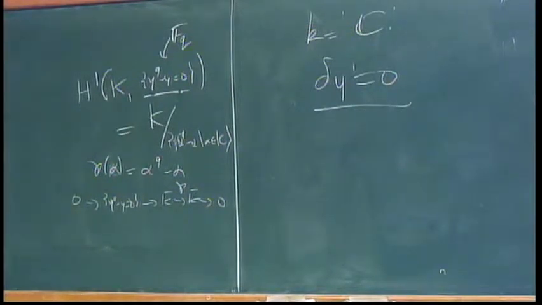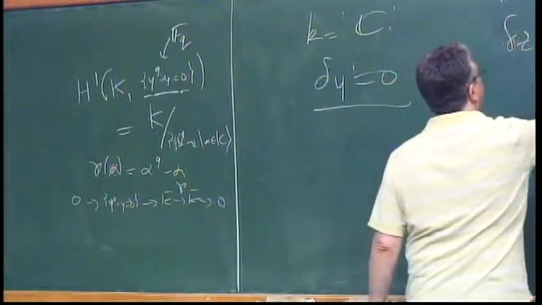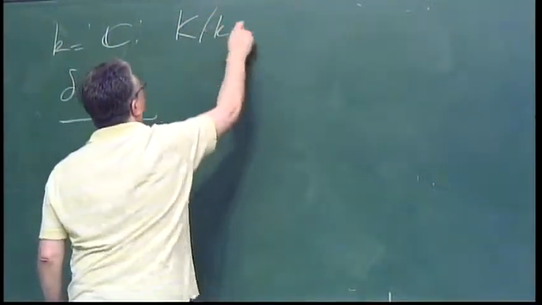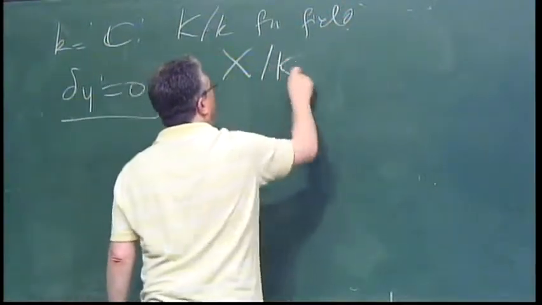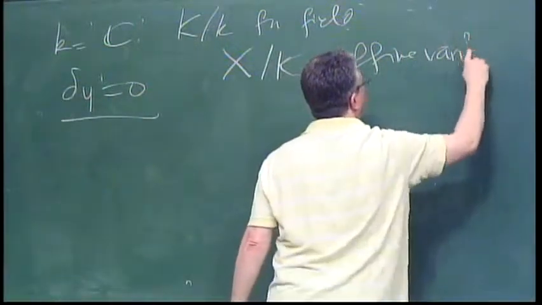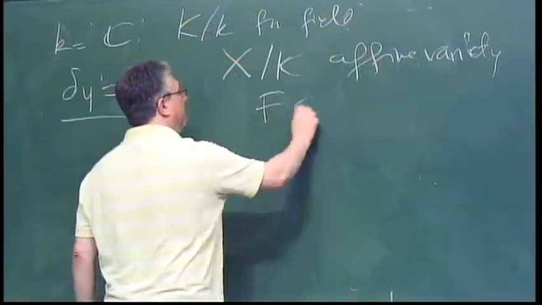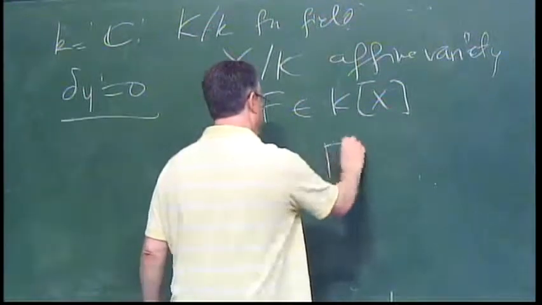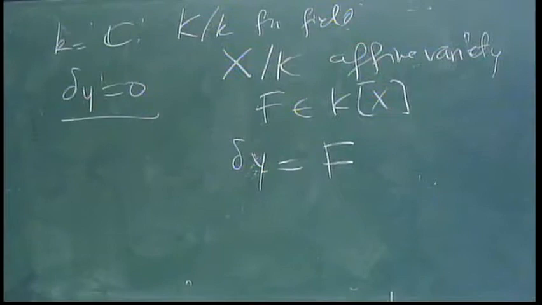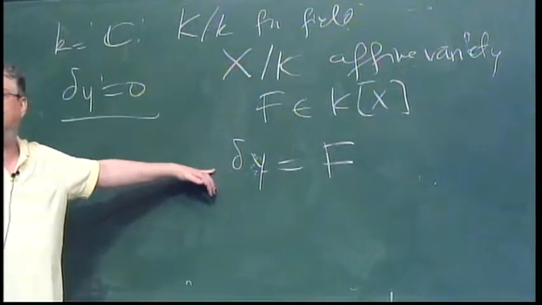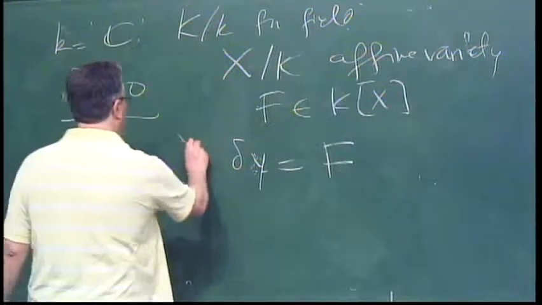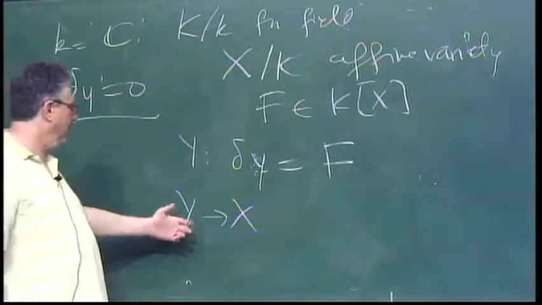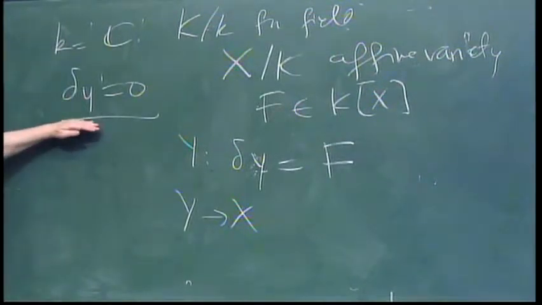So if you have an affine variety, k over K is a function field, X over capital K an affine variety. If capital F is some regular function on X, we can look at this differential equation and think of it as a cover. So this defines some object in the category of differential algebraic varieties. Y maps to X, because this is a function on X, by ignoring the little y. And the fibers are torsors for this group.